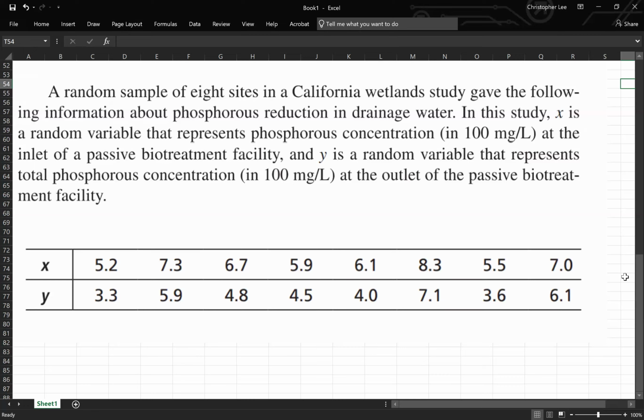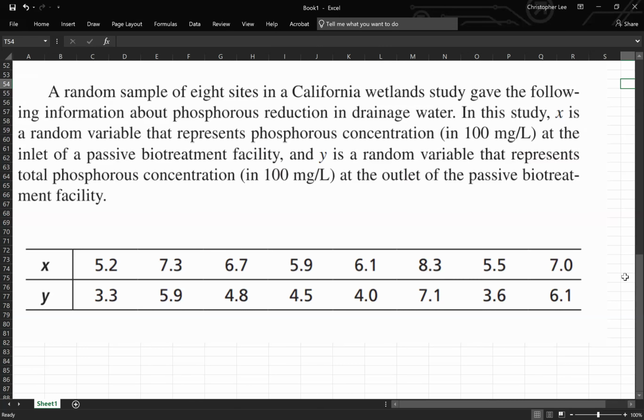All right, so look at this. A random sample of 8 sites in a California wetland study gave the following information about phosphorus reduction in drainage water. In this study, X is a random variable that represents phosphorus concentrations in 100 milligrams per liter at the inlet of a passive biotreatment facility, and Y is a random variable that represents the total phosphorus concentration in 100 milligrams per liter at the outlet of the passive biotreatment facility. Dirty water is going in, clean water is coming out.